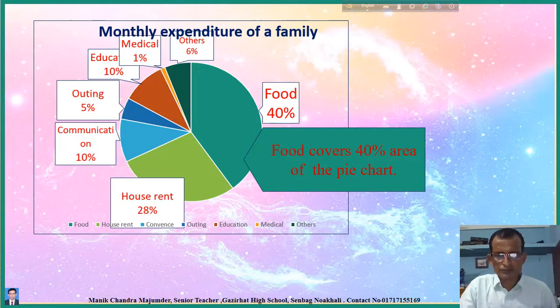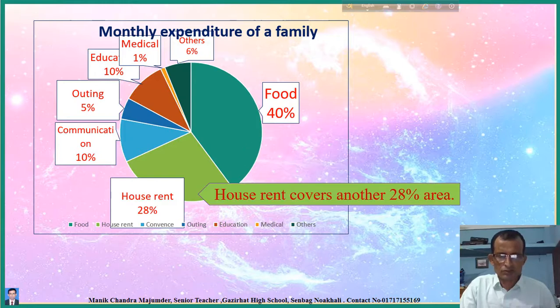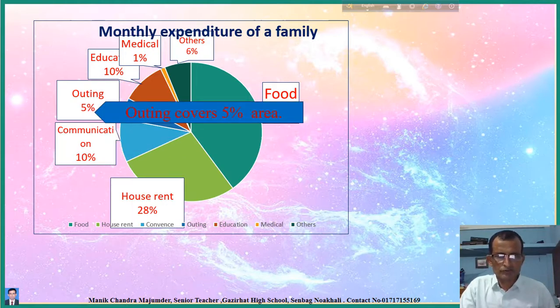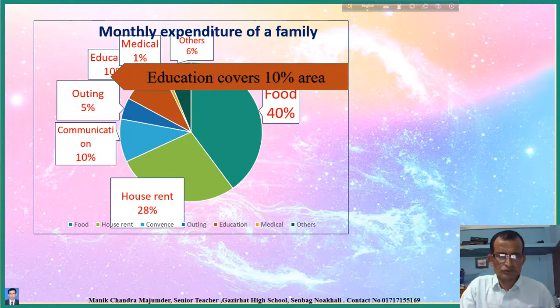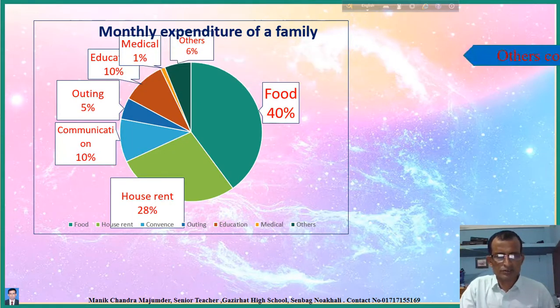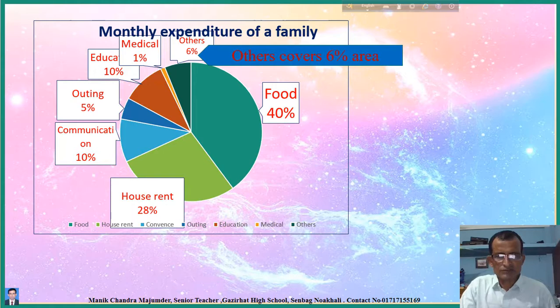Dear students, you can see food covers 40% area of the pie chart. House rent covers another 28% area. Communication covers 10% area. Outing covers 5% area. Education covers 10% area. Medical covers only 1% area. Others covers 6% area. It means the householder expends his 100% income in 7 categories.